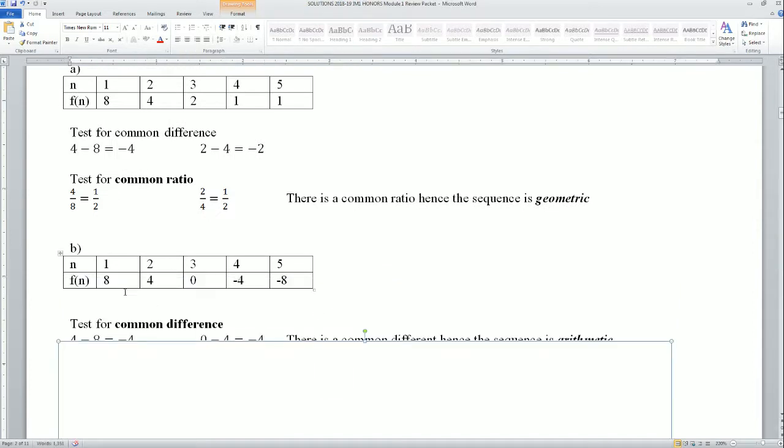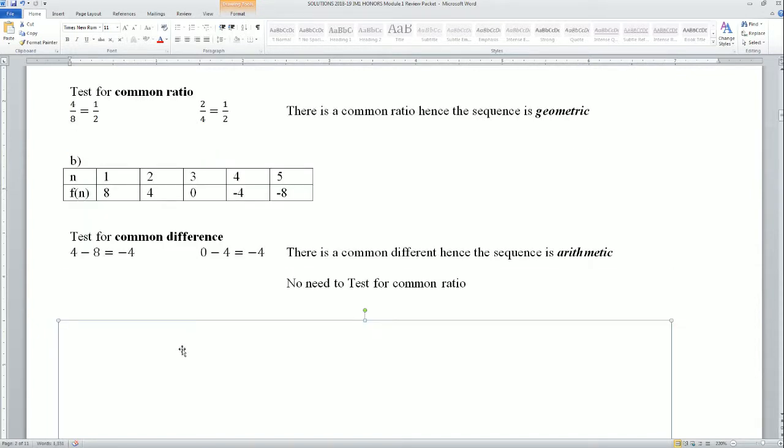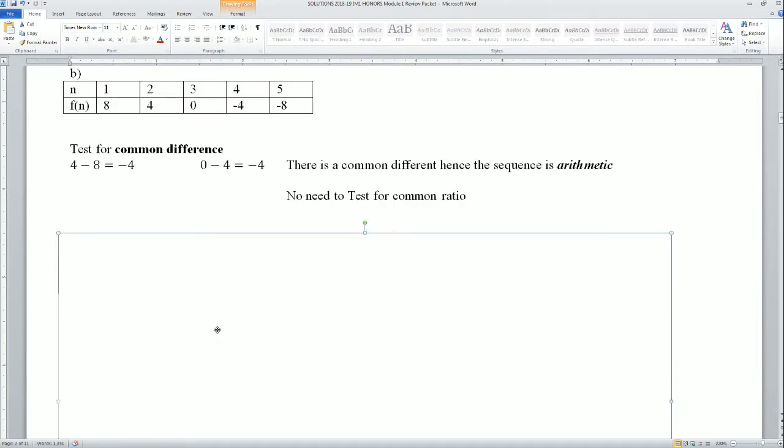B. I again first start testing the common difference. So 4 minus 8 gets me negative 4. 0 minus 4 gets me negative 4. I see there is a common difference, so I would call the sequence arithmetic. So I stop here because I know it's an arithmetic sequence, so I do not have to test any further.